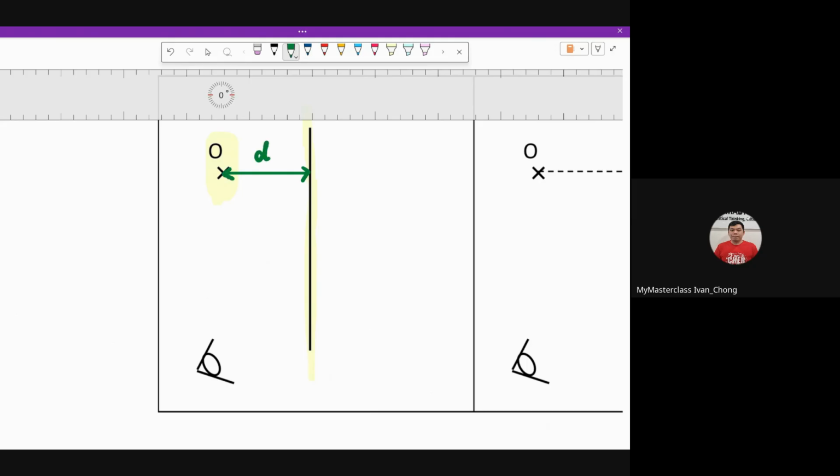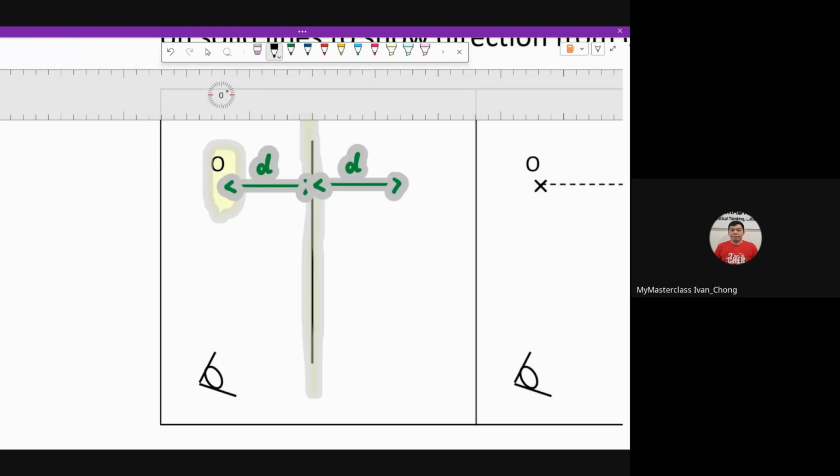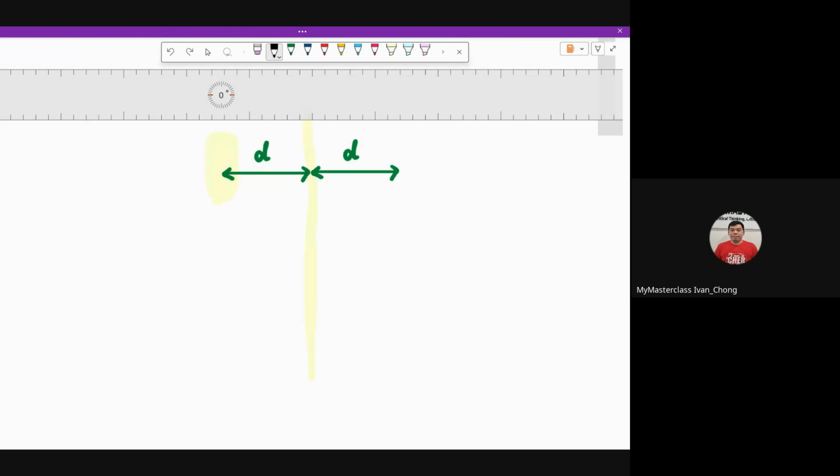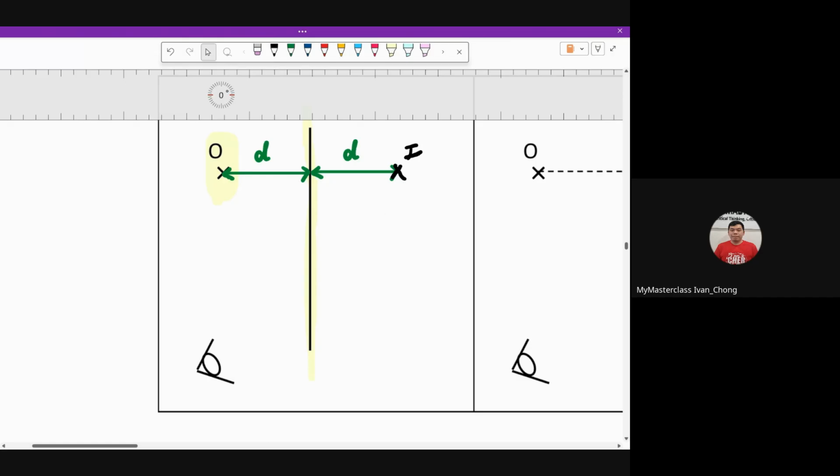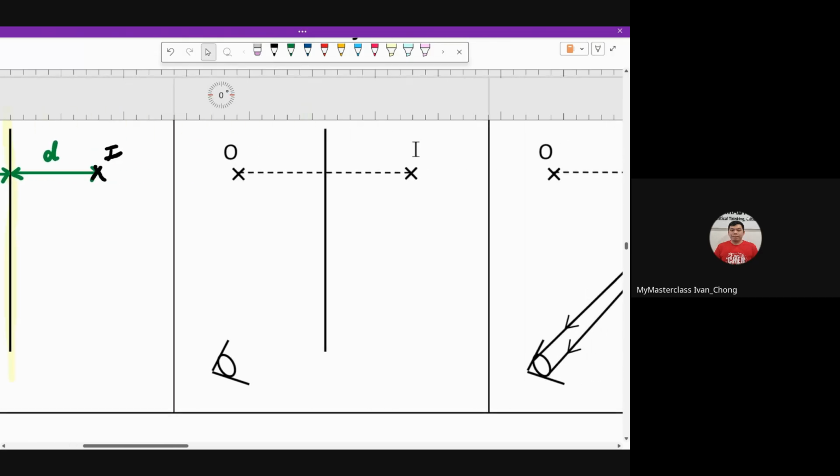Once you find your distance D on the object side, you want to do the exact same step on the other side as well. So once you find this, you can find my image on this side. Okay, so this will lead us to your second part over here.